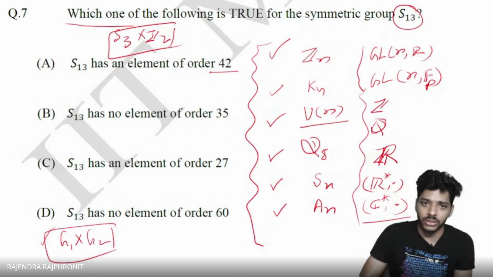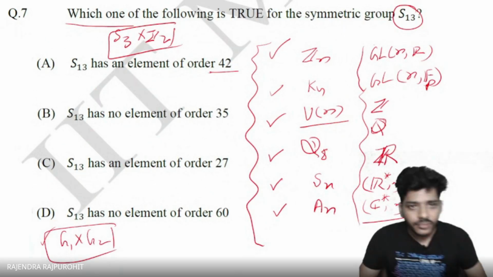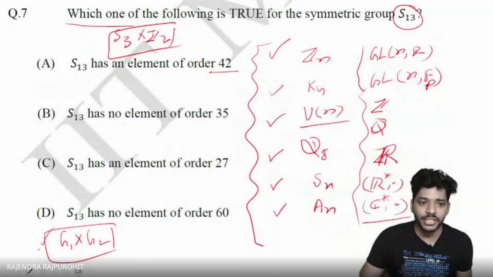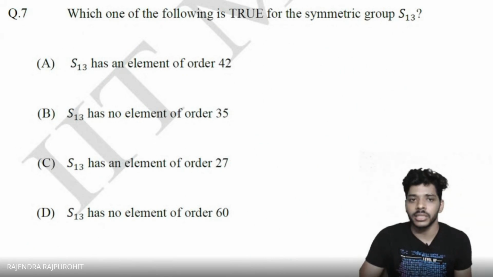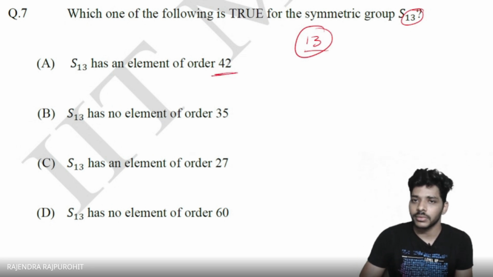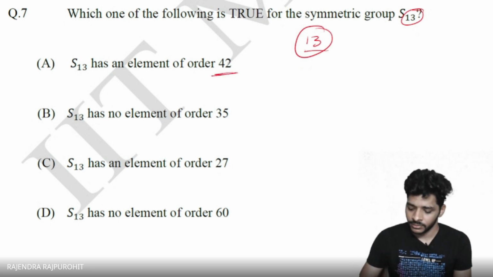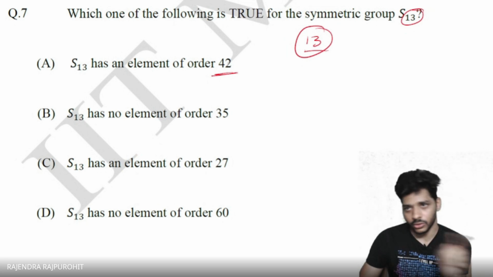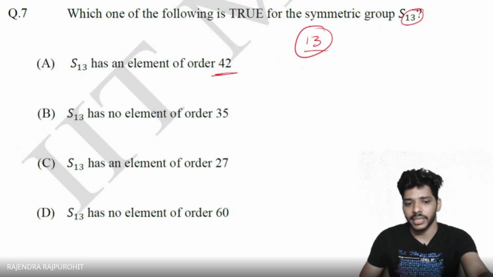Let's look at this question. Again, what we will do, we will just partition and then look for it. Partition of 13 so that the LCM is 42. Anyone? I have to partition 13 such that the LCM of all those parts should be 42. Anyone want to answer?